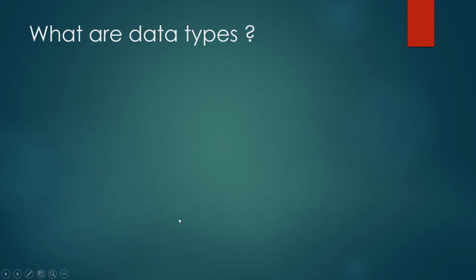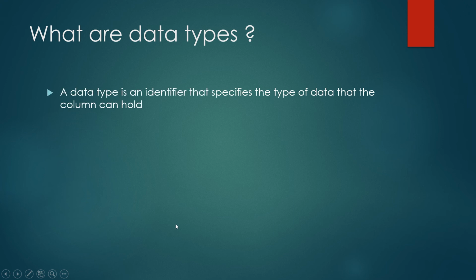So what are data types? A data type is an identifier that specifies the types of data that the column can hold. So let's say if you are looking for employee ID, you know that employee ID is going to be a number ranging between 100 to any number incremented by 1. So we know that this is going to be integer. So what we do to the employee ID column, we assign a data type integer.